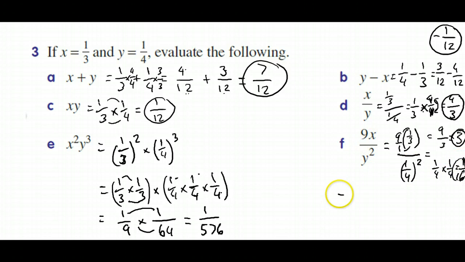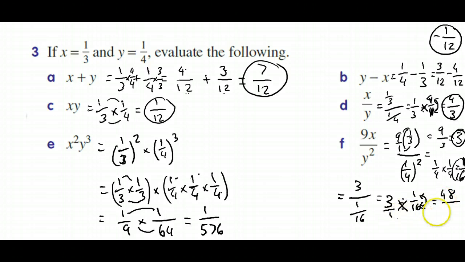So this fraction can be rewritten as 3 divided by 1 over 16. Now 3 is the same as 3 over 1. So it's nice when we've got a fraction divided by a fraction, because then we can just change it to times and flip the second one upside down. So that will give us 3 times 16 on top, which is 48, and on the bottom we'll have 1 times 1, which is 1. 48 divided by 1 is just 48.